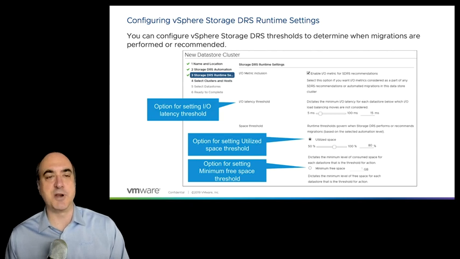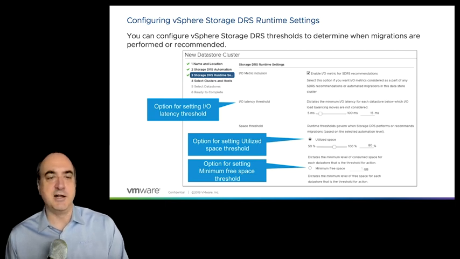In fact, you'll see that's the next parameter, utilized space, which is 80% by default. It'll look for datastores that are 80% full. We always recommend having a datastore with 20% of free space as a good practice. It gives you the room for growth and snapshots and things like that. And so we definitely want to keep that here. And so you'll set this to 80%.